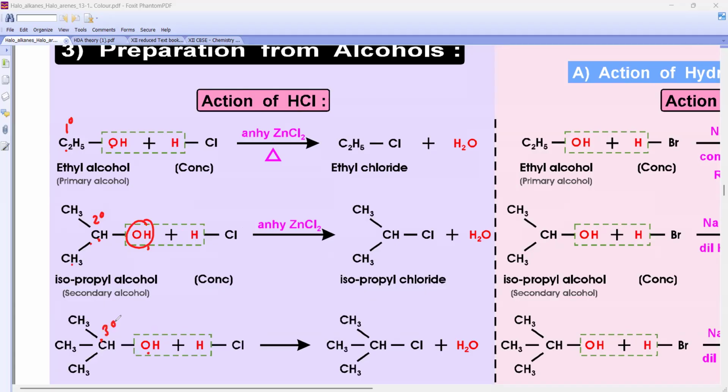Now we are going to prepare from alcohol. Alcohol says I want what? Alkyl halide. So OH is replaced by what? Halogen. So a functional group is replaced by a new functional group. So it is what? Nucleophilic substitution.